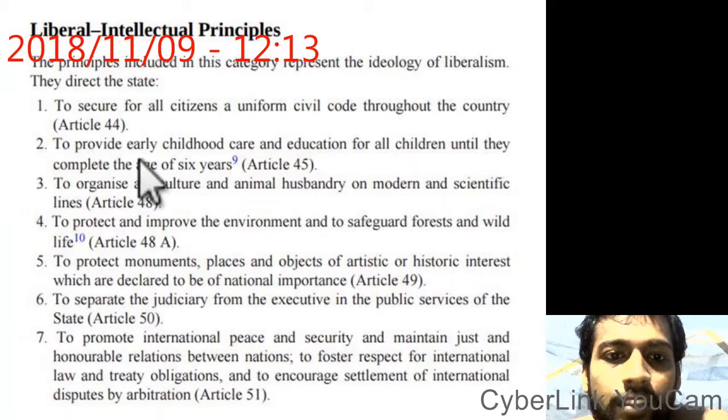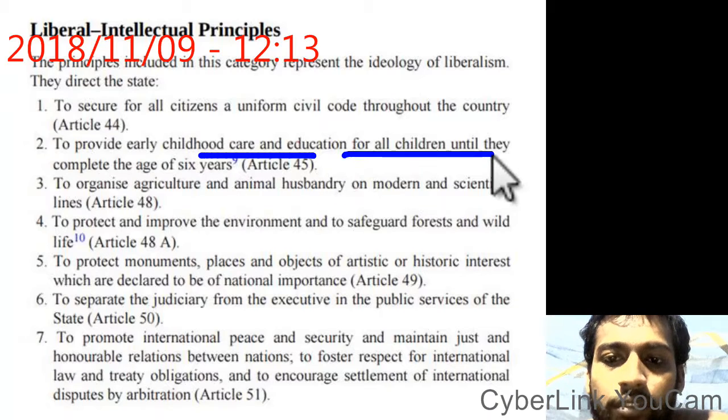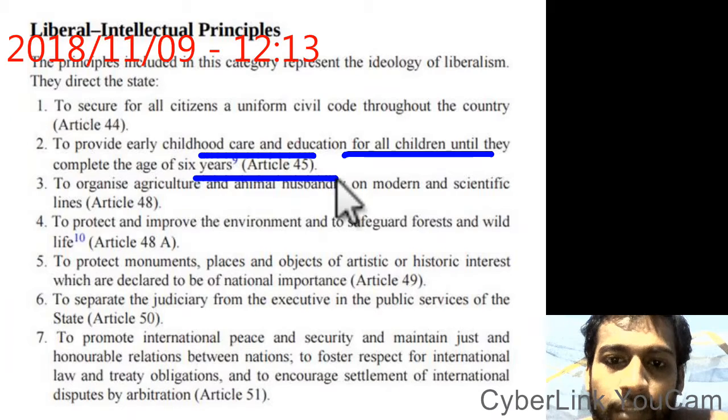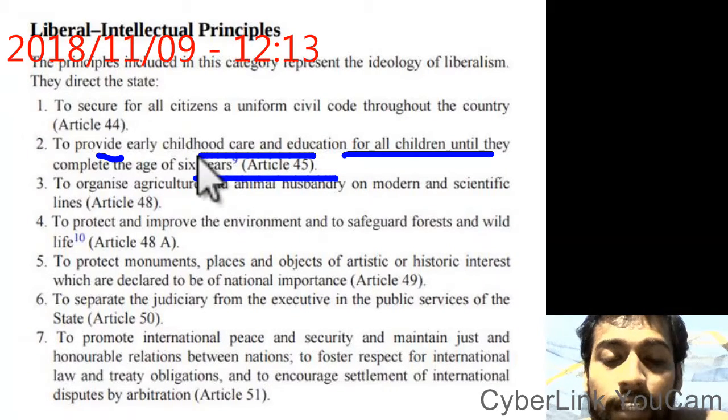And second is to provide early childhood care and education for all until they complete the age of 6 years. Article 45. Here also it is important to provide early childhood care and education for all the children until the age of 6 years.